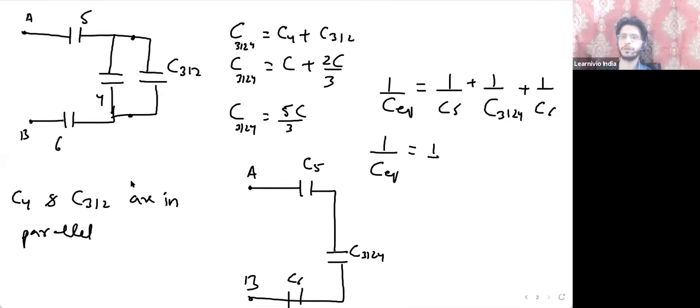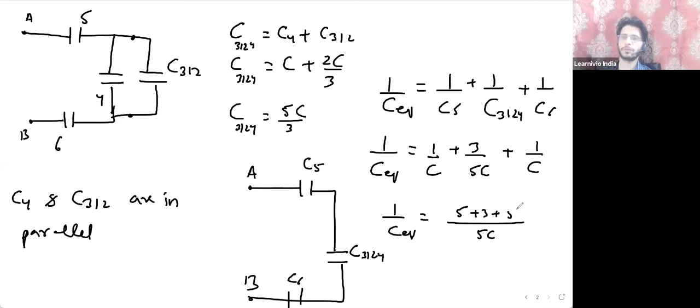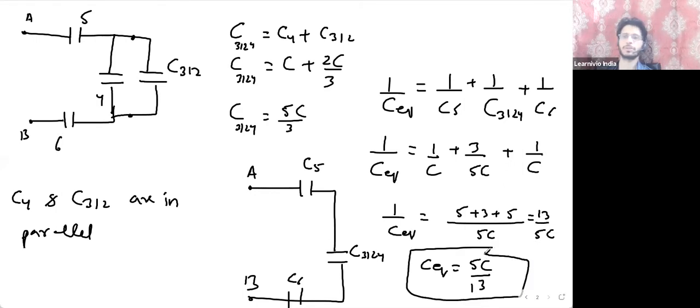What is C5? C5 is C. C3124 is 5C by 3, so that's 3 by 5C. C6 is 1 by C. So 1 by C equivalent, taking 5C as common, is 5 plus 3 plus 5, so it's 13 by 5C. So your C equivalent is 5C divided by 13. This is the equivalent capacitance, 5C by 13. Is it clear? Yes, sir.